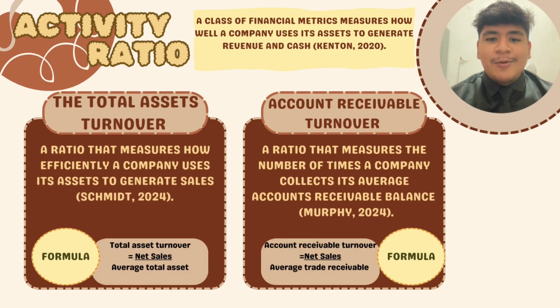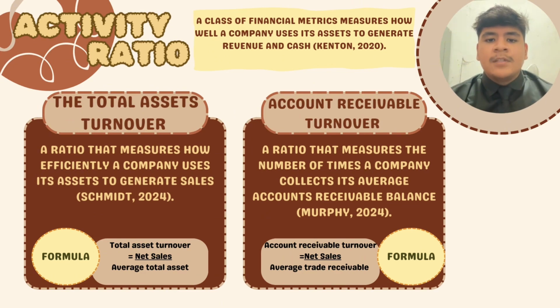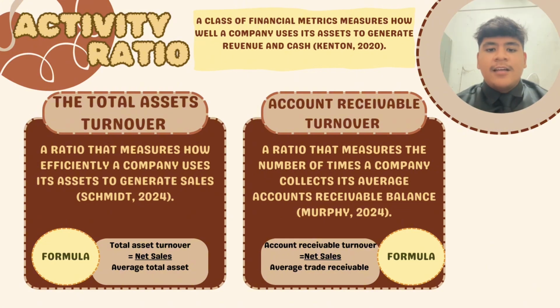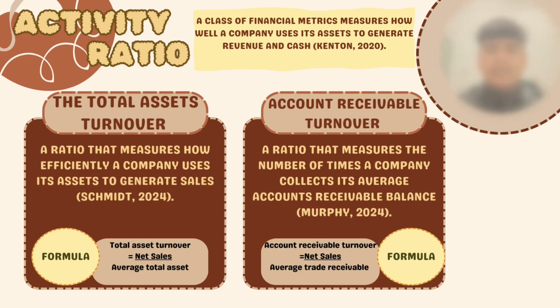The second ratio that I will present is activity ratio. Activity ratio is a class of financial metrics that measure how well a company uses assets to generate revenue and cash. Firstly, the total asset turnover, a ratio that measures how efficiently a company uses its assets to generate sales. Secondly, account receivable turnover, a ratio that measures the number of times a company collects its average account receivable balance.